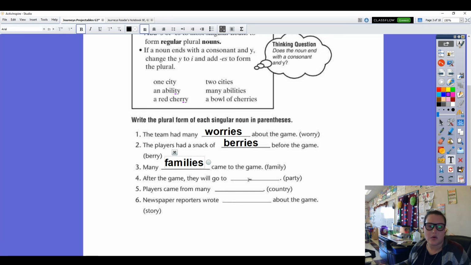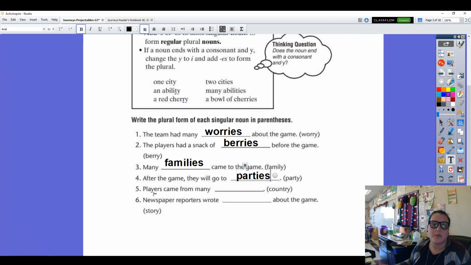After the game, they will go to parties, is what we should change this to. T is a consonant, so we're going to change that Y to an I and add an S. All right.